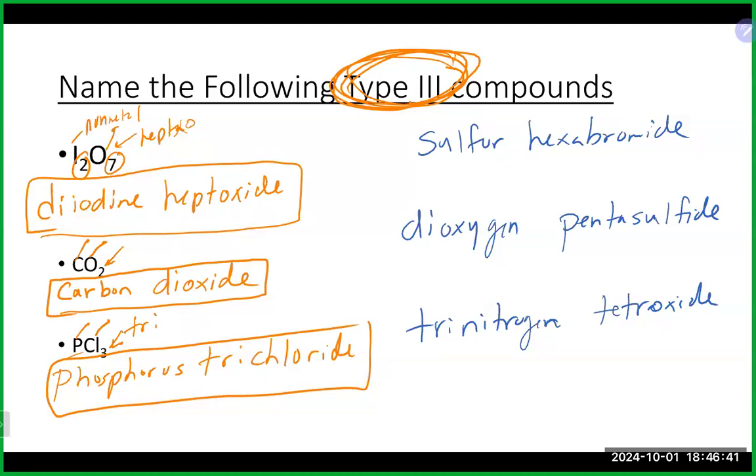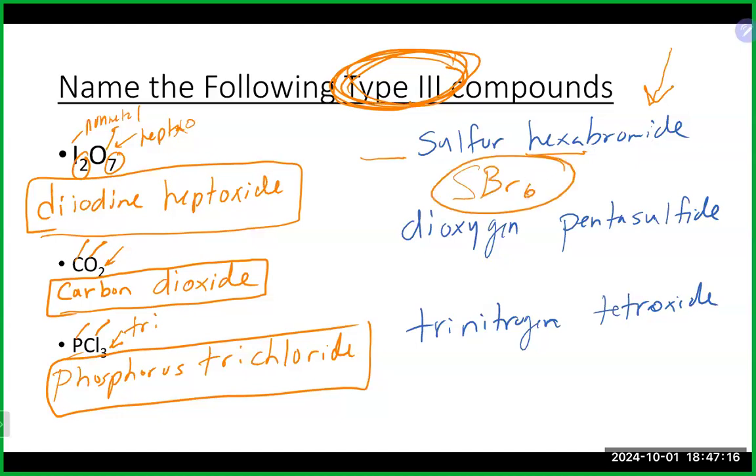The absolute easiest thing to do, in my opinion, is this right here, as long as you understand what you're doing, because again, nothing to balance. You pretty much just need to write what it says. So as soon as I look at this, I do not see a prefix here, but I do see a prefix here. That tells me it's a type 3. And frankly, I just need to write what it says. No prefix on the first name means how many of them? 1. So that's an S. Hexa is 6 and bromide is Br.